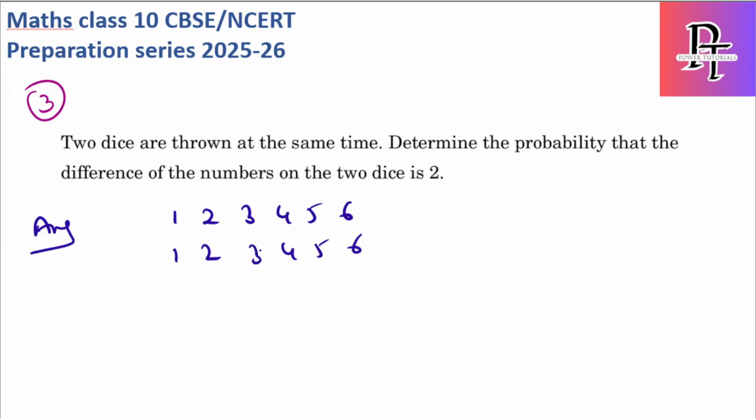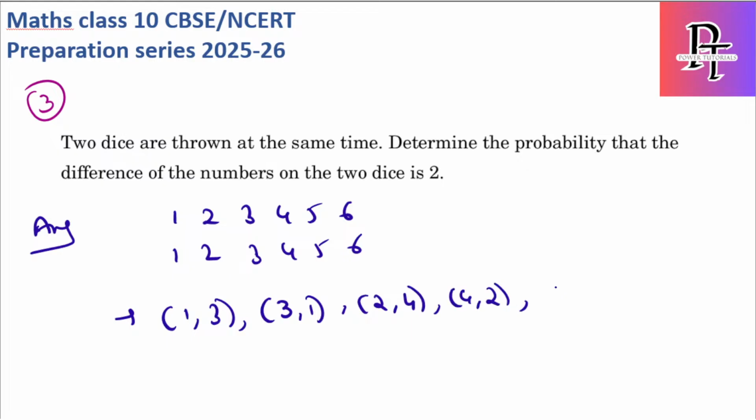So I have to take two numbers such that the difference is 2. The cases can be 1, 3 and 3, 1; 2, 4 and 4, 2; 3, 5 and 5, 3; and then 4, 6 and 6, 4. In each of these the difference is 2.